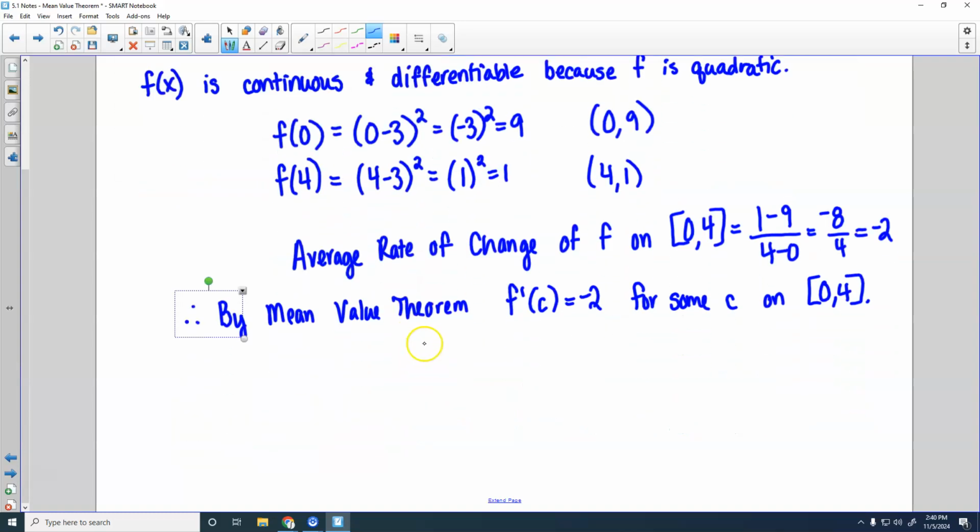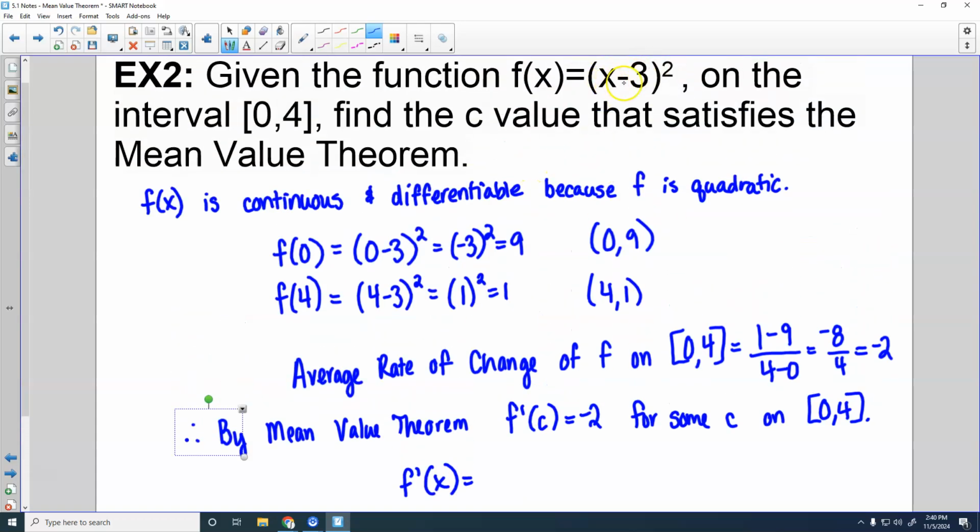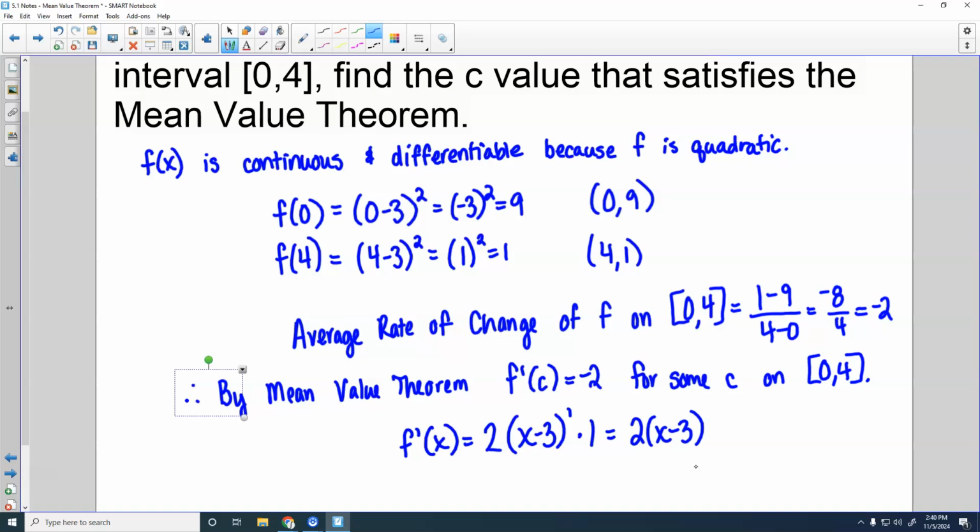Yes, exactly. So we will find f prime of x, which is going to be a chain rule here. So it's going to be 2 times (x minus 3) to the first power. We would multiply that by the derivative of the inside, but that would just be 1. So really this is just going to be 2 times (x minus 3). You could distribute the 2 if you want. It doesn't matter either way.